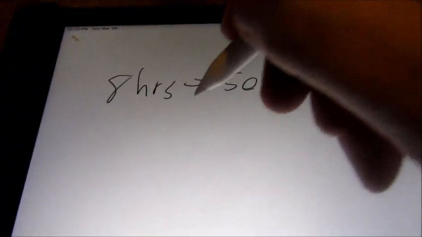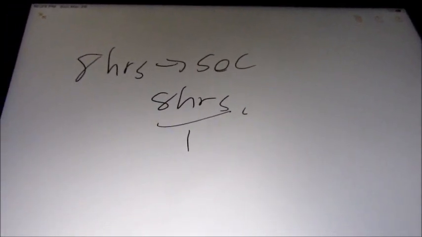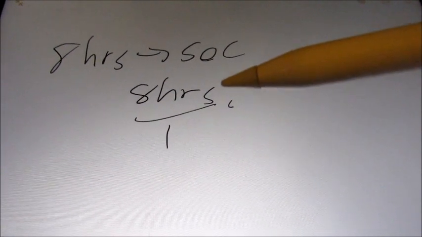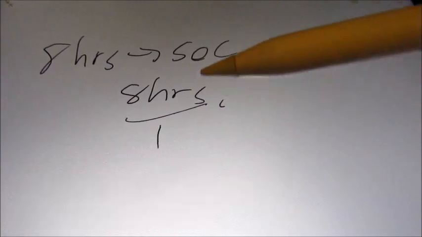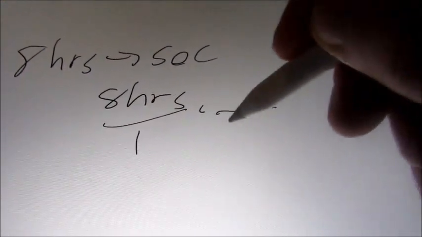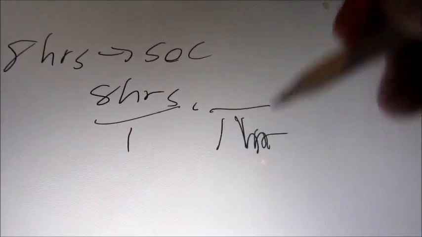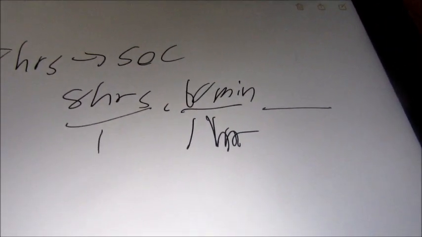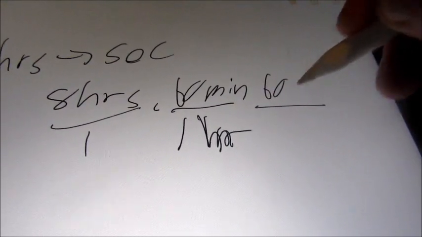A few other types that you may have is 8 hours into seconds. So I'm going to say 8 hours, and I'm going to just put it over 1. This one has more than one conversion. So we know that there are 60 minutes in an hour. So we have hour on top, we need hour on bottom. So 1 hour and 60 minutes. And we also know that there are 60 seconds in 1 minute. So 60 seconds over 1 minute.